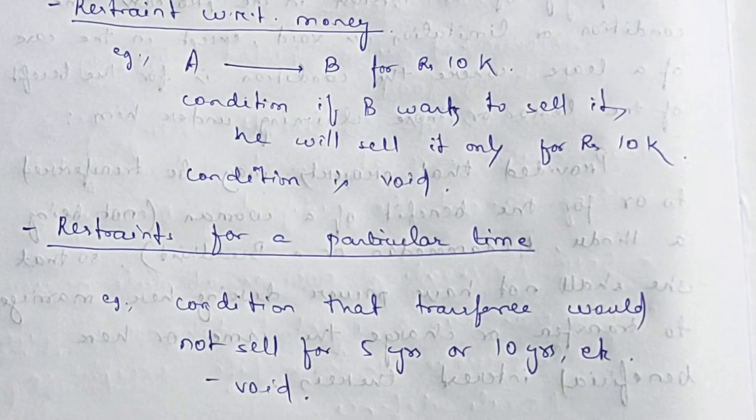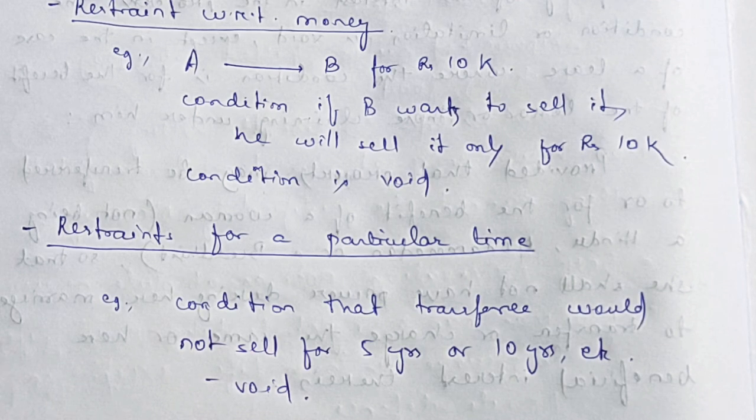Firstly, restraint with respect to money. For example, A sells a house to B for rupees 10,000. There is a condition that if B wants to sell it further, he will have to sell it only for rupees 10,000. Here, this restraint is with respect to the money. So here the condition is void.